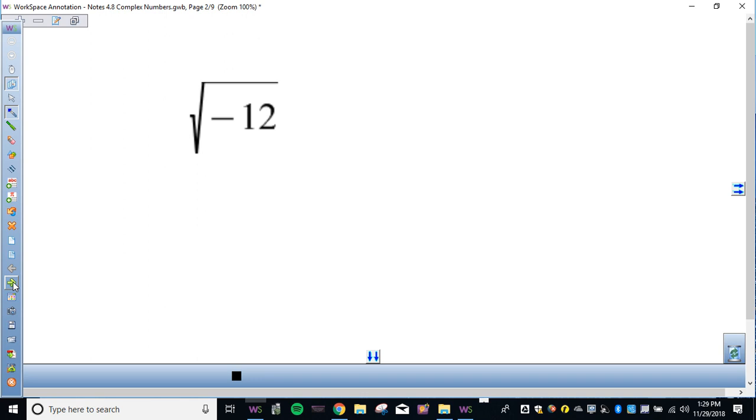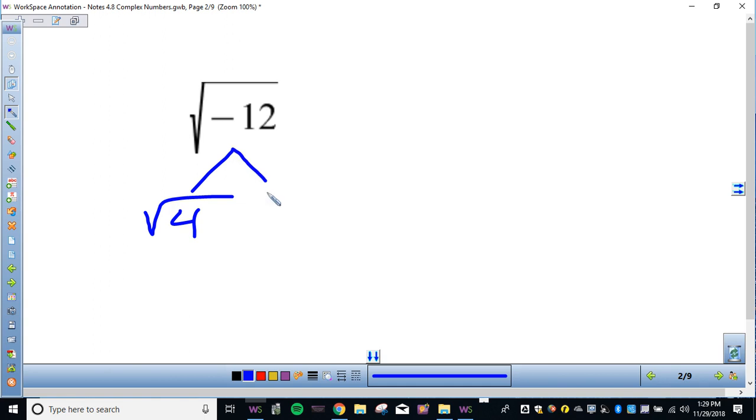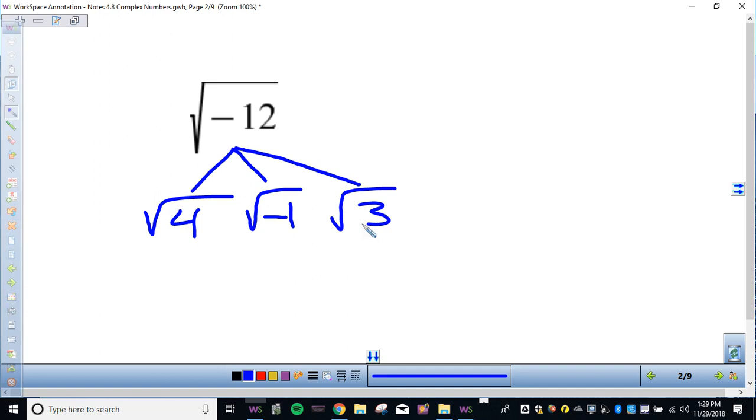Square root of negative 12. What's the biggest factor of 12 that I can evenly square root? 6 isn't in my list over here. 4. Right? So 4 is the one. I always like to write the one I can evenly square root first, the square root of negative 1 second, and then the one I can't square root last. So what's the answer? 2i root 3. Square root of 4 is 2. Square root of negative 1 is i. And you can't evenly square root 3. That's all you do.